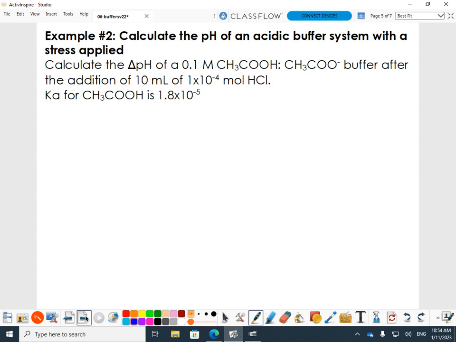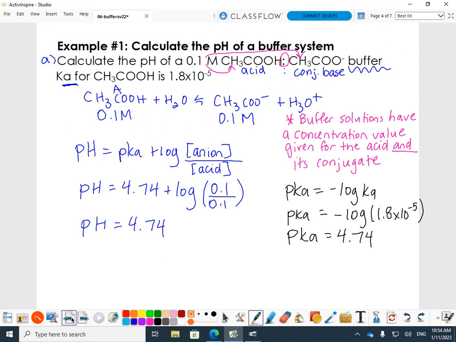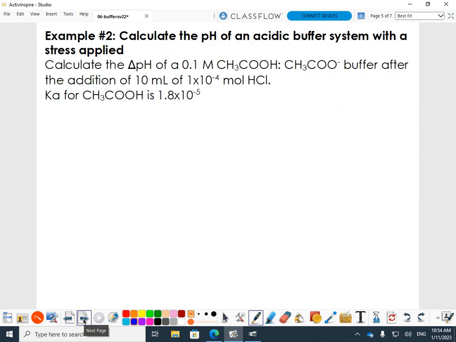Okay, so technically this solution, 0.1 molar, that's the one that we just did. So I don't want to do it again. I'm going to use the before pH as the one we just found.